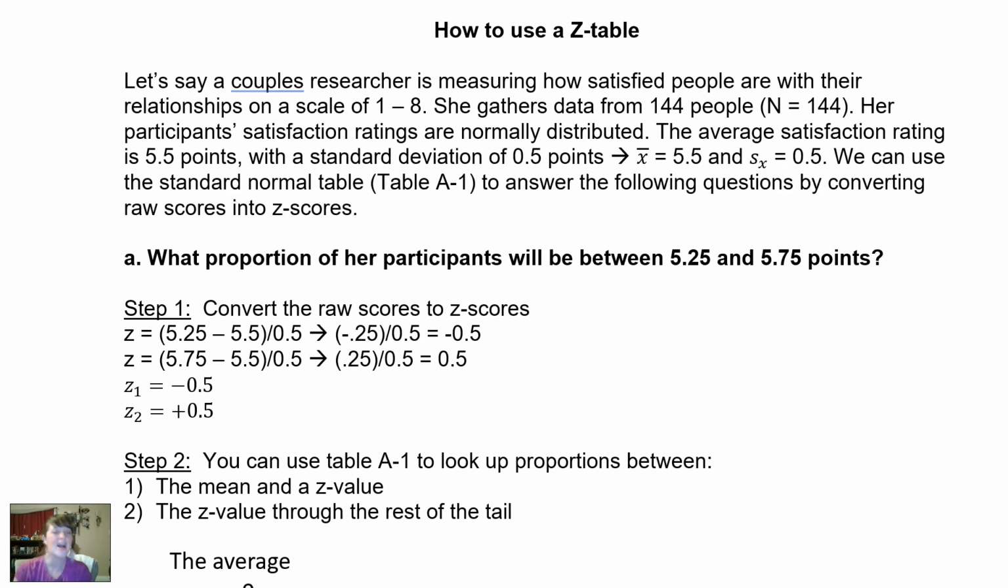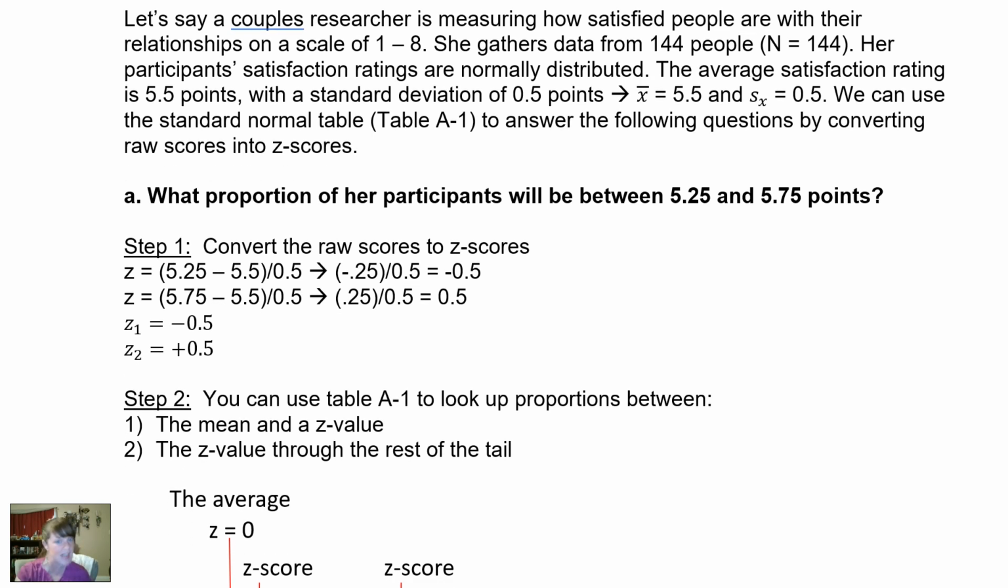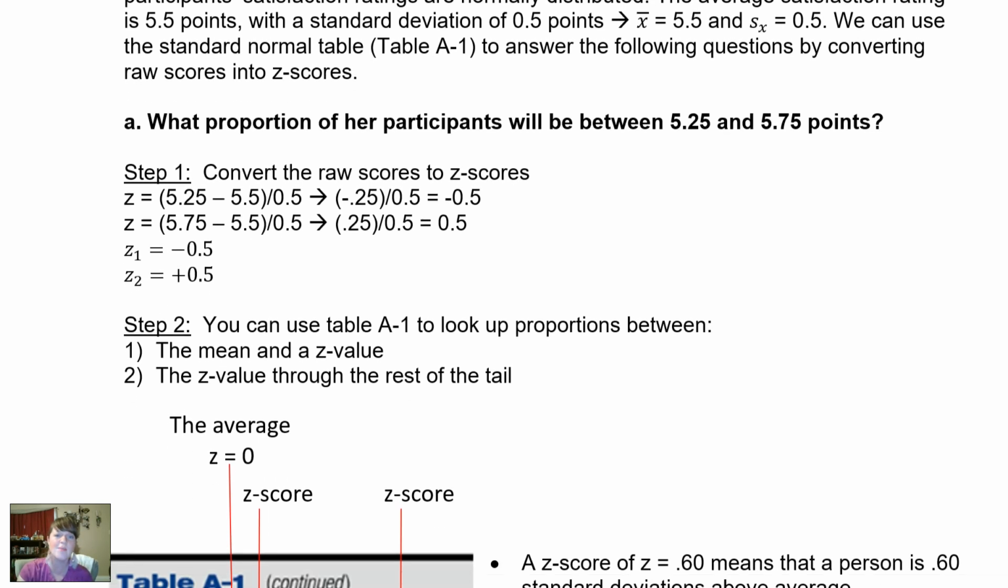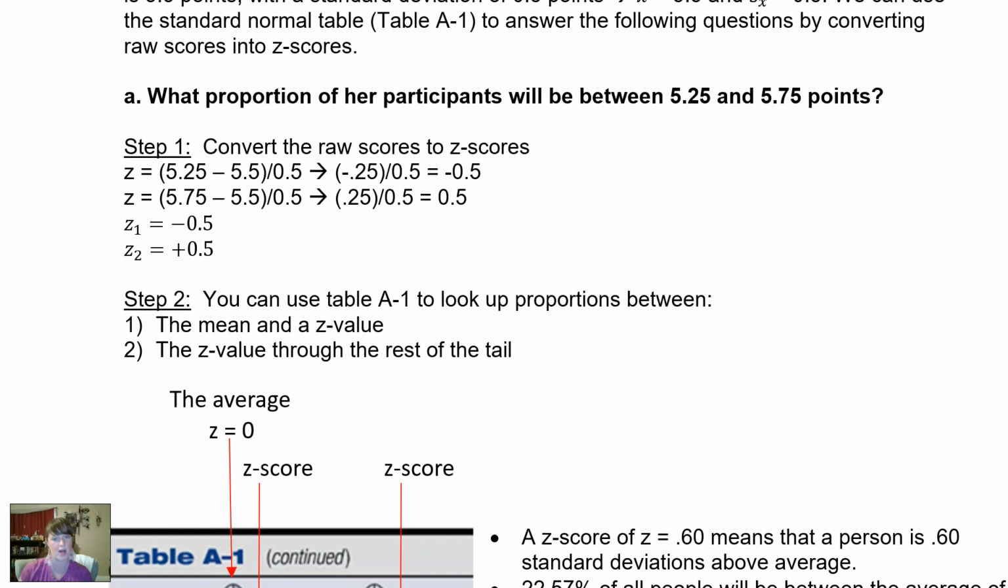So pardon my error. We have an average of 5.5 satisfaction points with a standard deviation of 0.5 satisfaction points. So x bar equals 5.5 and s sub x equals 0.5. So we can use a standard normal table to answer some questions. I'm going to use a table called Table A1, which I like a lot because it's pretty straightforward. There are a lot of different Z tables out there, and they all work pretty much the same way. But I'm going to teach you how to use the one that I have, which is titled Table A1.